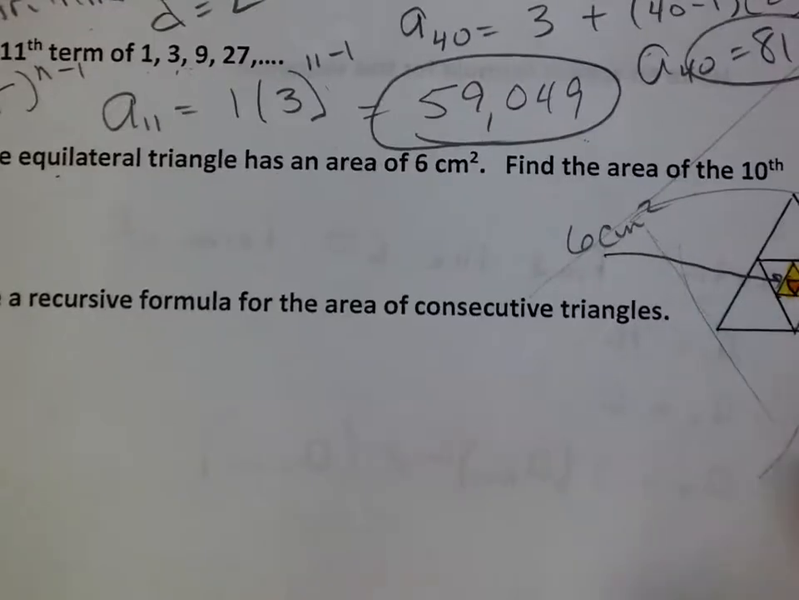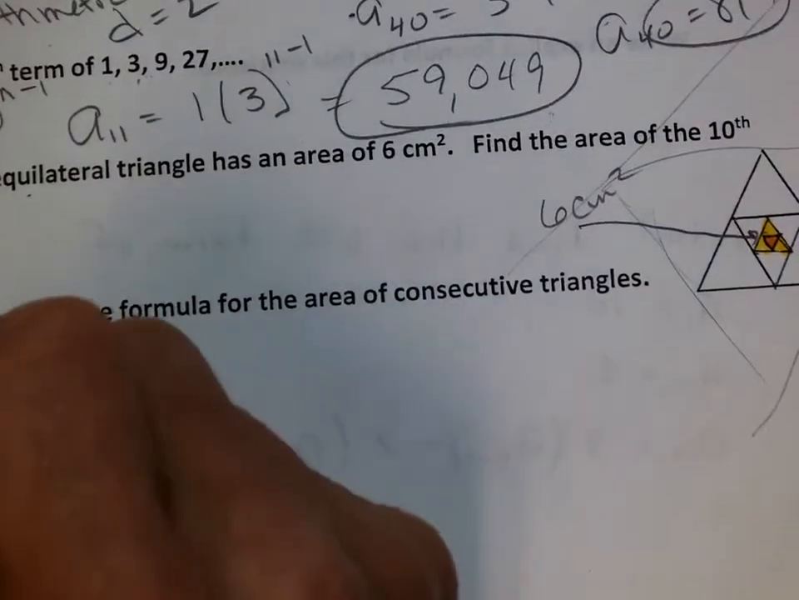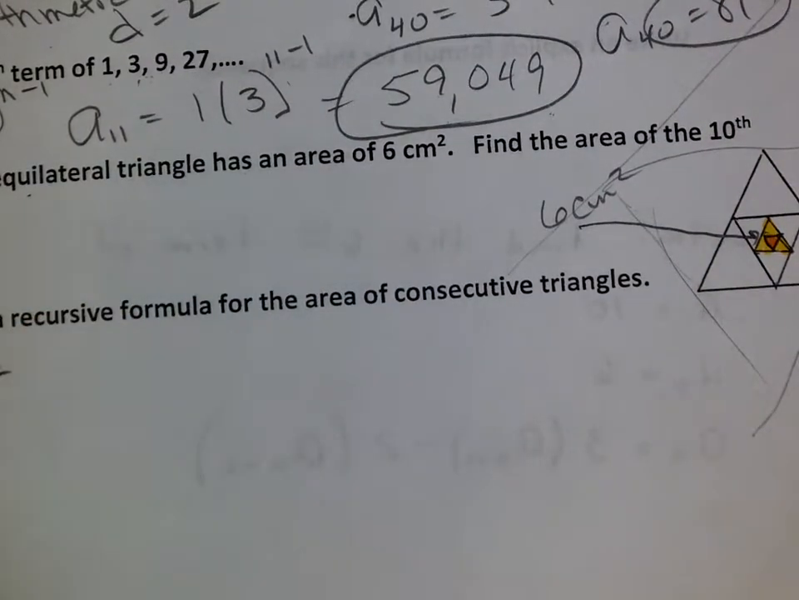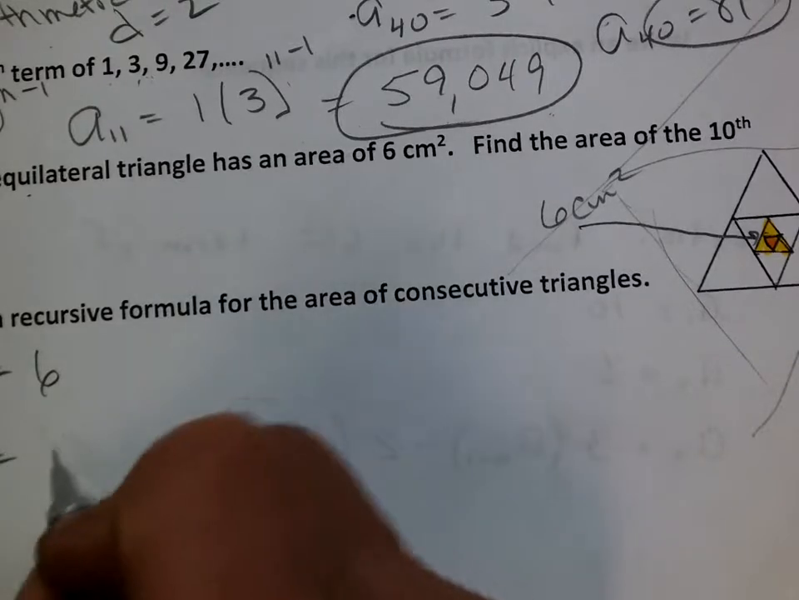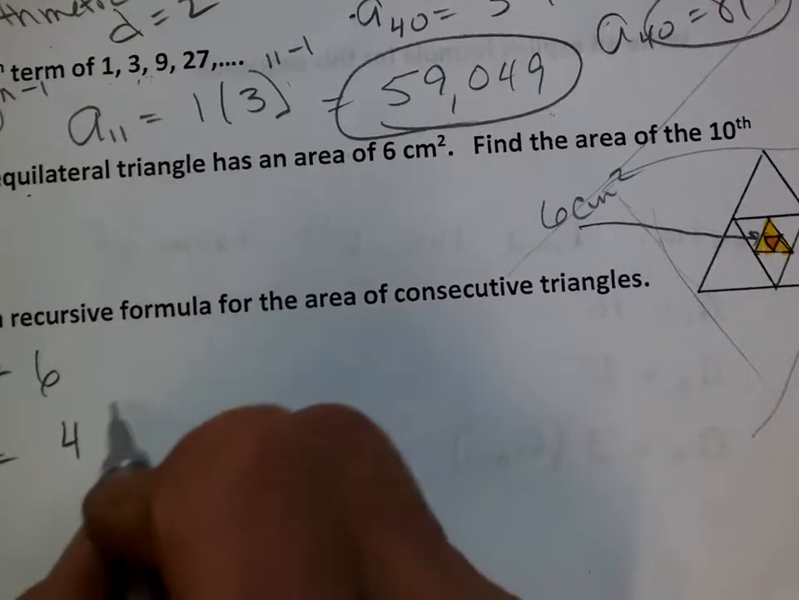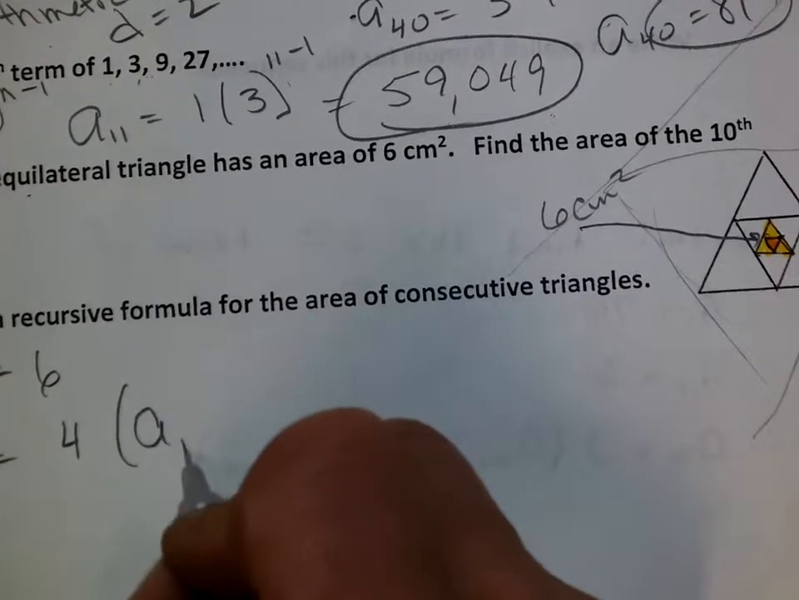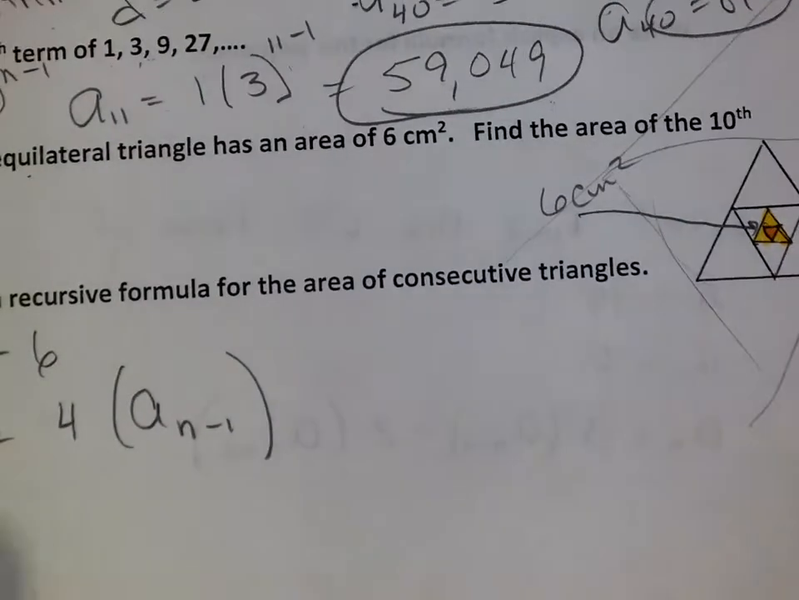Now it says recursive formula. So we're going to say A1 is equal to what? It's the same thing as 6. And then we're going to go AN equals 4 times A of N minus 1. Okay, that's a recursive formula, right?